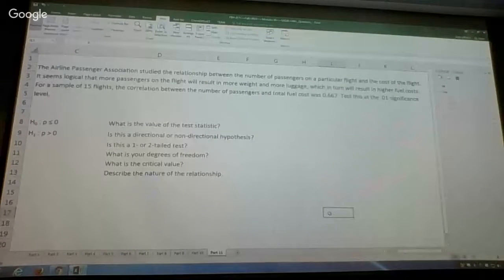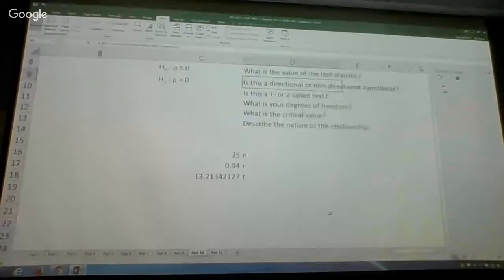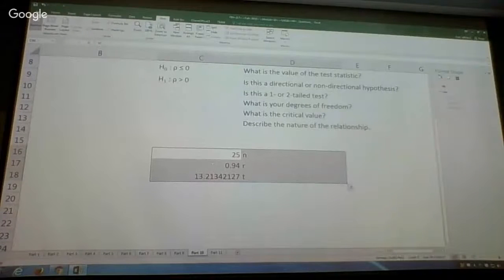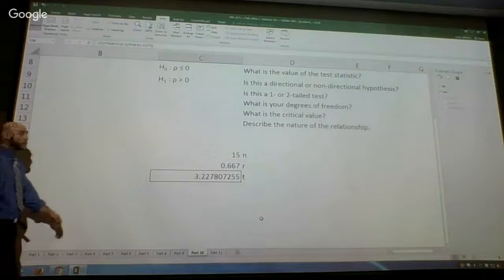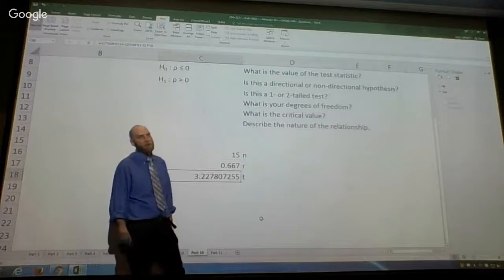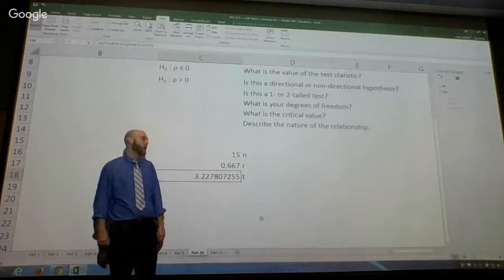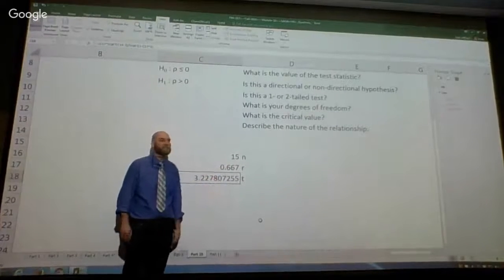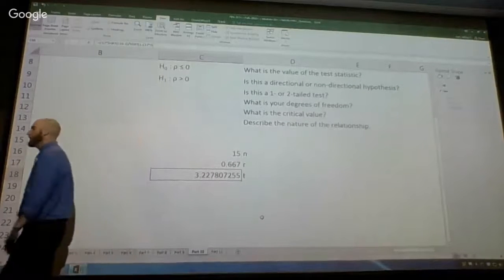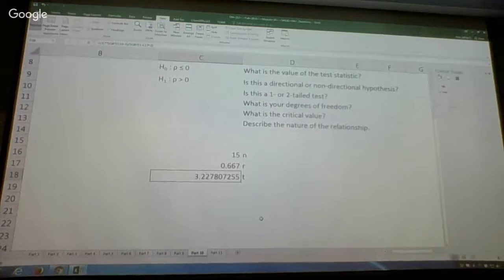But check this out. Rather than type in that formula again, I'm just going to come back to the one we already built and said we had 15 flights and the correlation was 0.667. So my test statistic should be something around 3.23. That's why you build the calculator once. That's why I recommend, if you have a programmable calculator, that you set up a program where all you have to do is input the sample size and the value of the correlation, and you get an output for your test statistic. Saves you time.